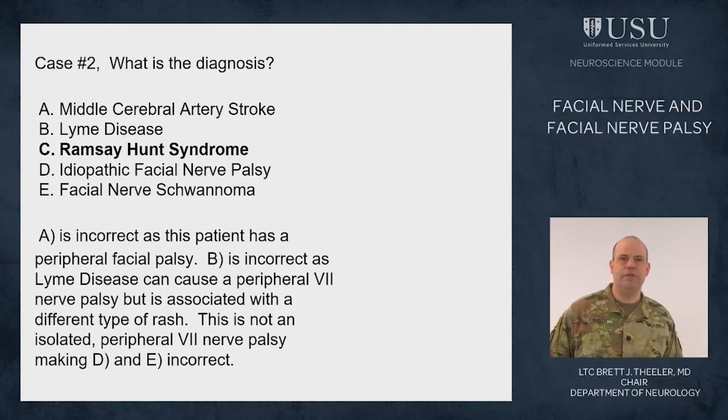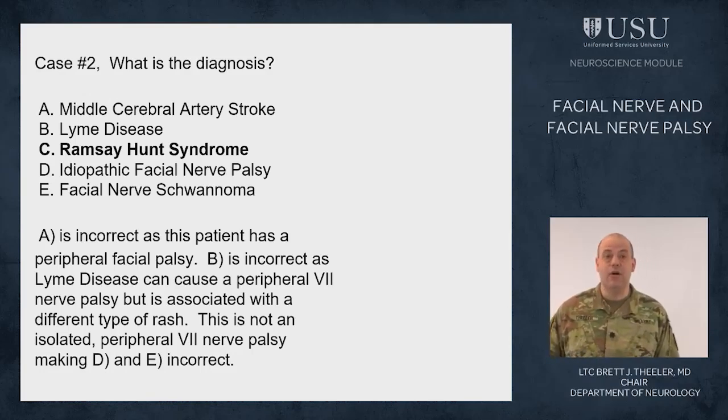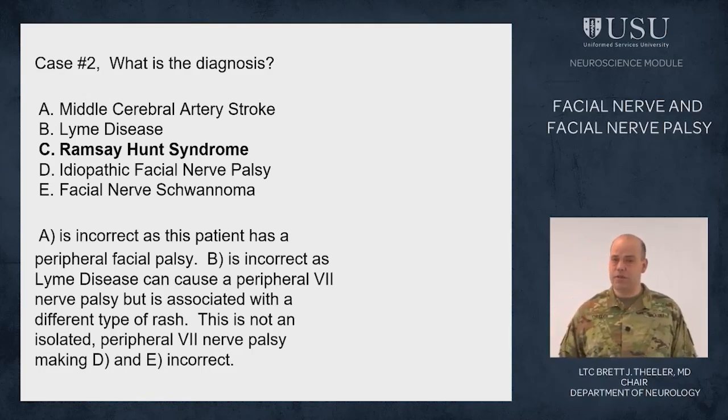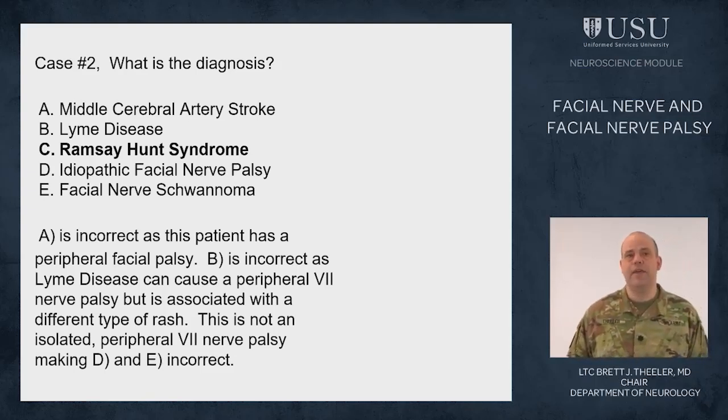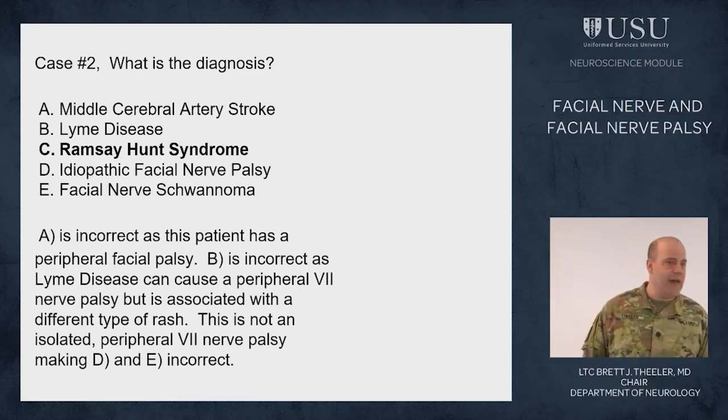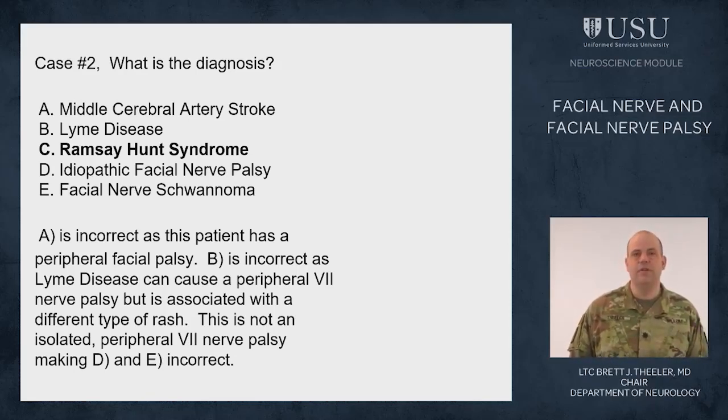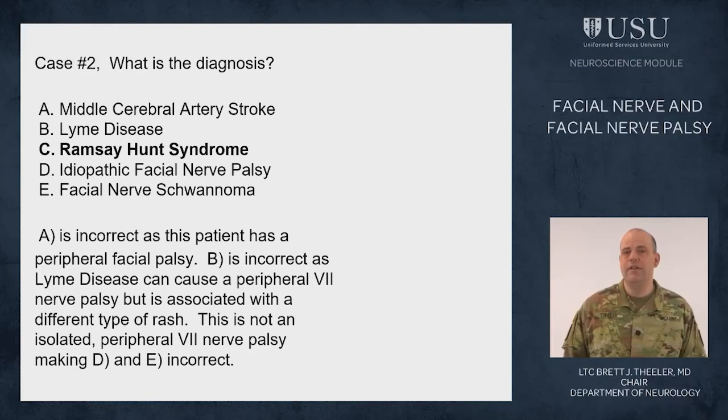So the best answer is C, but again, let's go through a process of elimination. This is not a middle cerebral artery stroke, as this is a peripheral facial nerve lesion. Now, Lyme disease can be associated with a seventh nerve palsy and a rash, but the rash is usually different, usually has a target appearance, and this patient does not have that. This is not an idiopathic facial nerve palsy. Those patients do not have a rash. And again, we talked about a facial nerve schwannoma. You would not expect a rash, and you would expect a presentation over a longer period of time.